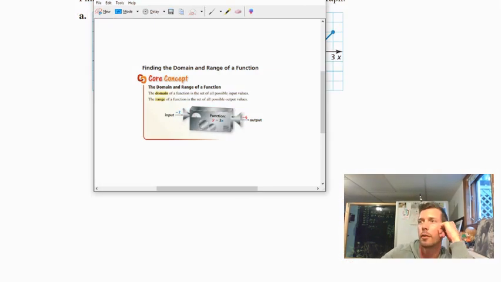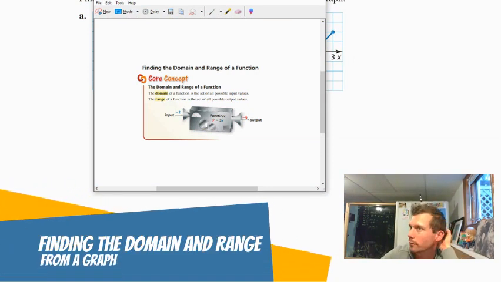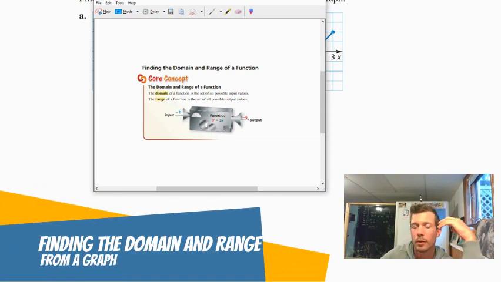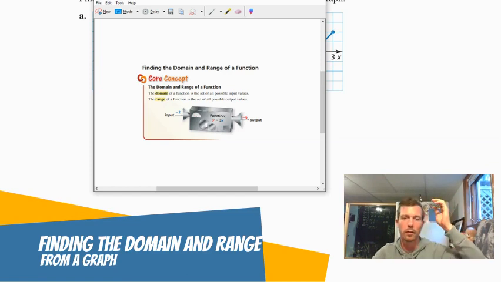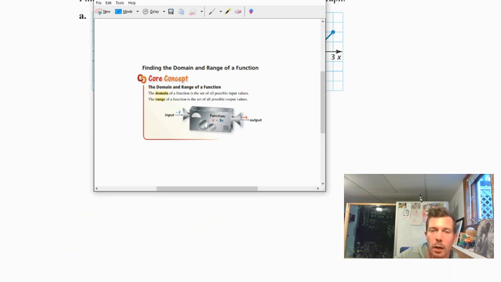The next thing we're going to look at is finding the domain and range of a function. What you need to know is that the domain of a function is the set of all possible input values. So it's all your x values. When I say domain, in your head you should be thinking x values. X values are my input. The range of a function is the set of all possible output values. So when you hear range, you should be thinking y. You should be thinking what comes out.